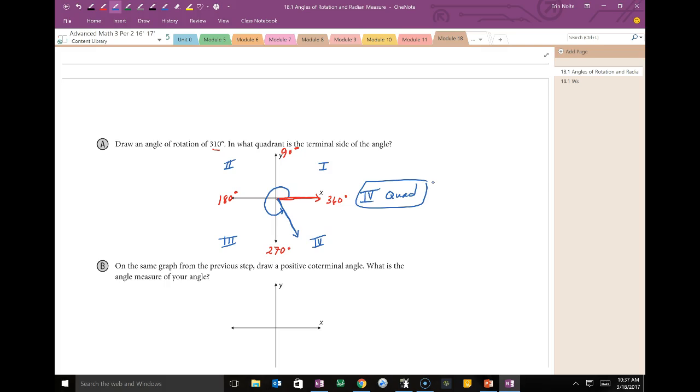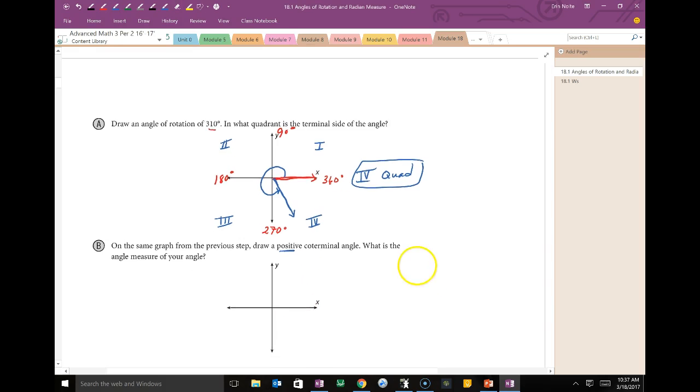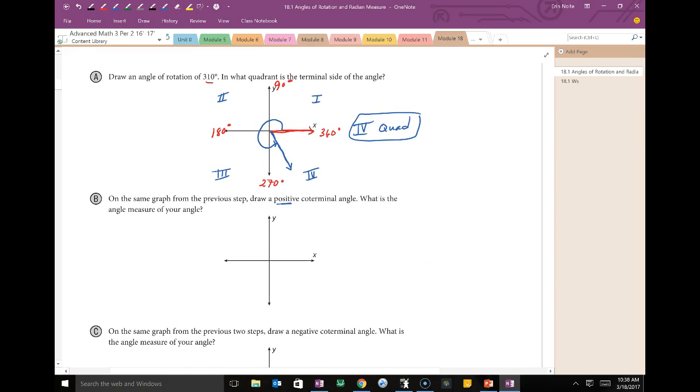What is the angle measure? If I have to go in a positive direction, I have to go upward. So basically what's going to happen here is I'm going to have to go a full revolution all the way around. I know my terminal angle is going to land in the exact same spot. So there's my terminal angle, and there's my initial. I'm going to have to go 360 degrees with an additional 310.